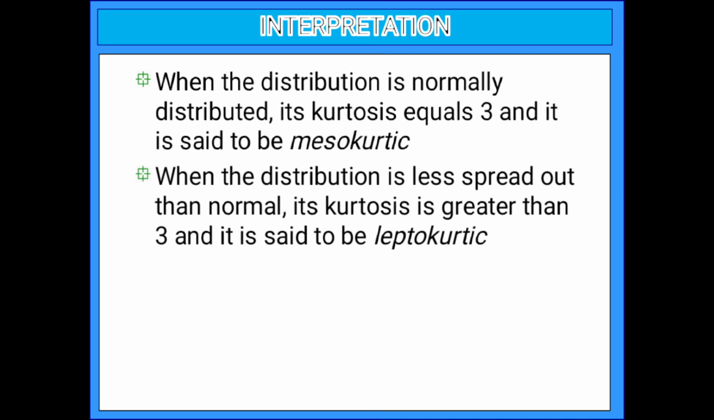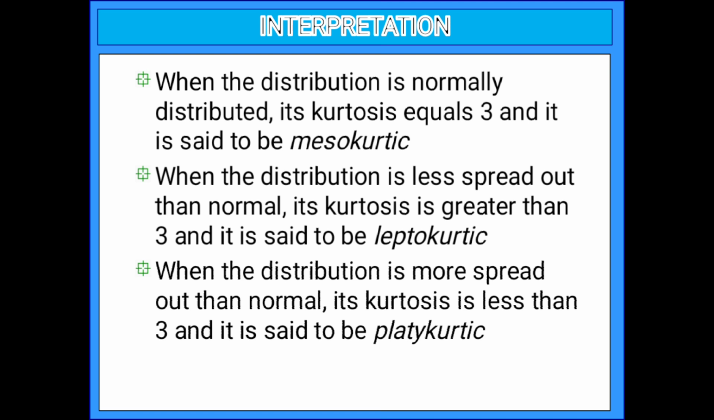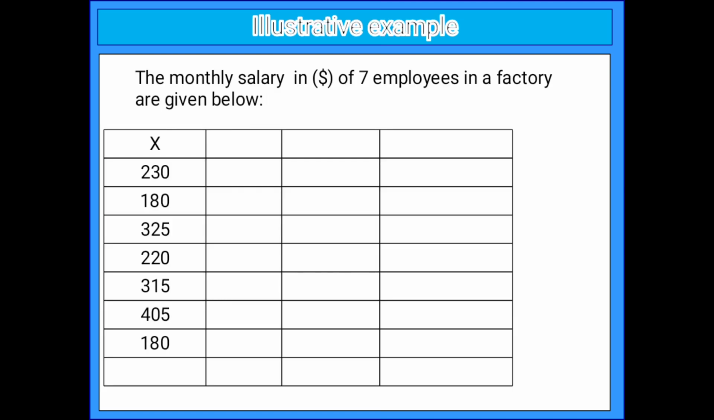we have a distribution that is less spread out, its kurtosis is greater than 3 and it is said to be leptokurtic. And what if we have a value that is less than 3? When the distribution is more spread out than normal, its kurtosis is less than 3 and it's said to be platykurtic. So just bear in mind these interpretations in order for you to get the shape of our distribution if ever we're talking about the measure of kurtosis. So let's have the first example here.